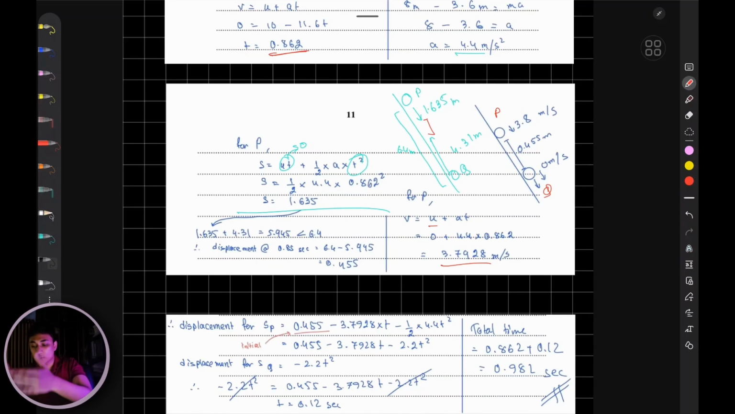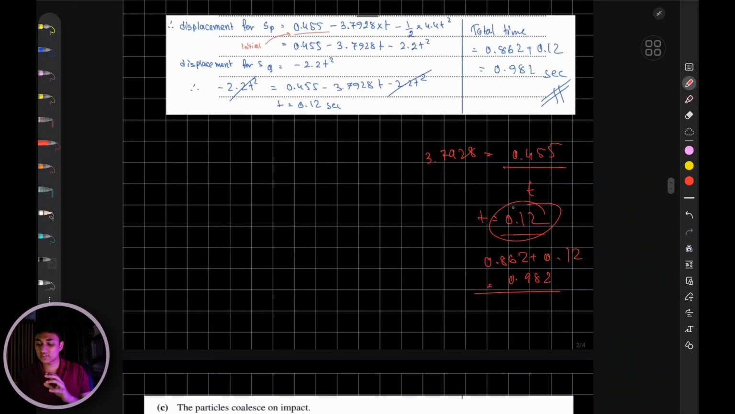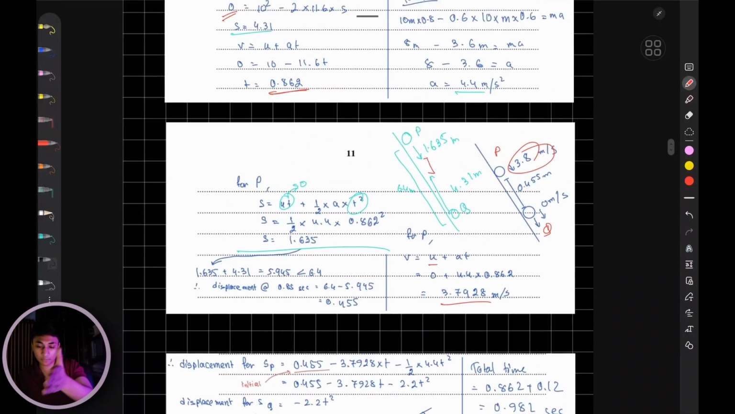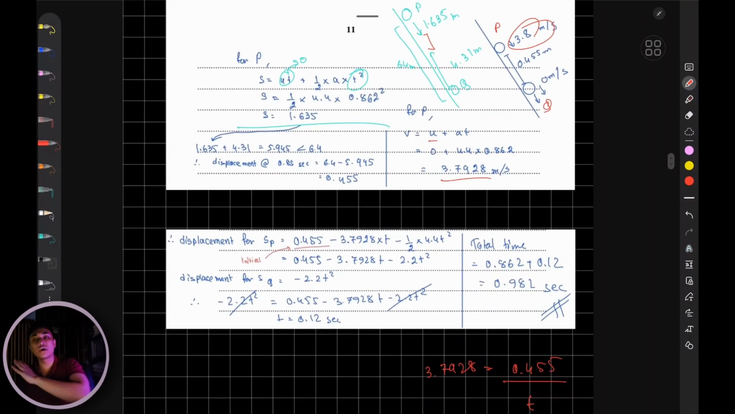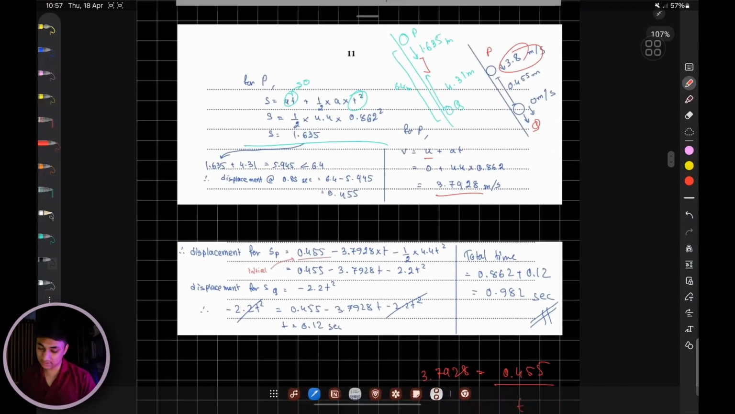This displacement will be covered up by the extra bit of velocity that P has. That is 3.8 meter per second. That's why I can directly find this time, that is speed is equals to d by t. My time turns out to be 0.12 seconds. Therefore, after the initial 0.862 seconds, I need more 0.12 seconds to cover up that distance between both the particles, right?